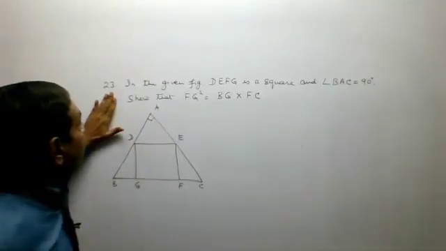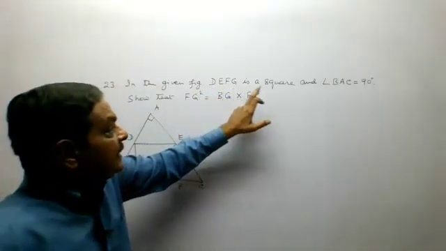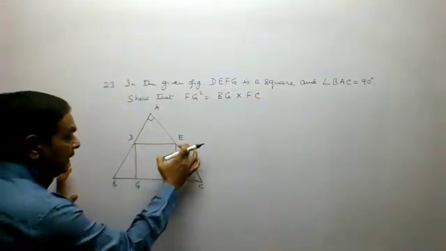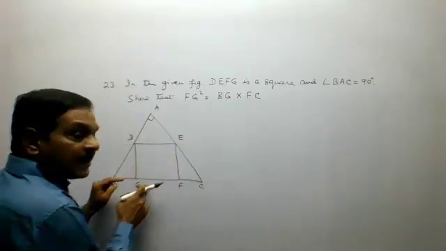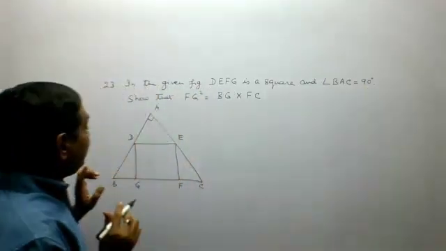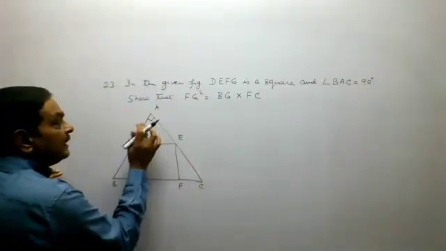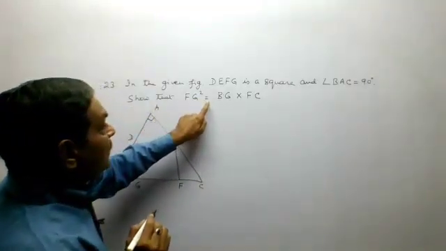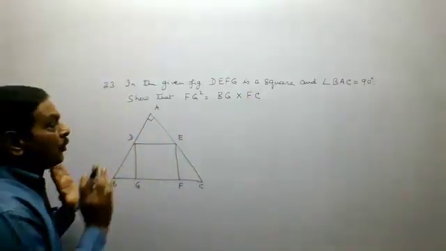Question number 23. In the given figure, DEFG is a square, which means all the sides are equal. Angle BAC is equal to 90 degrees. Show that FG square is equal to BG into FC. This we have to prove.